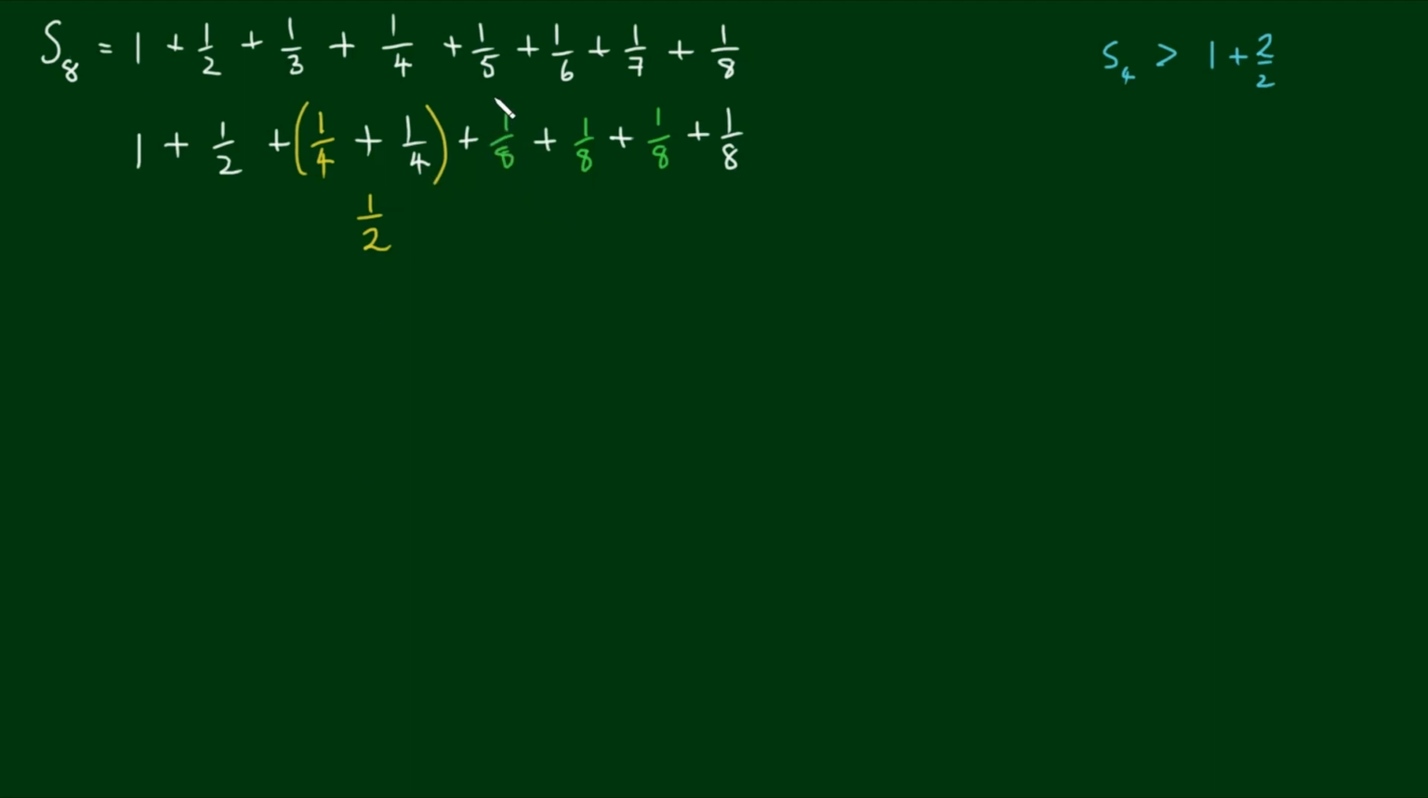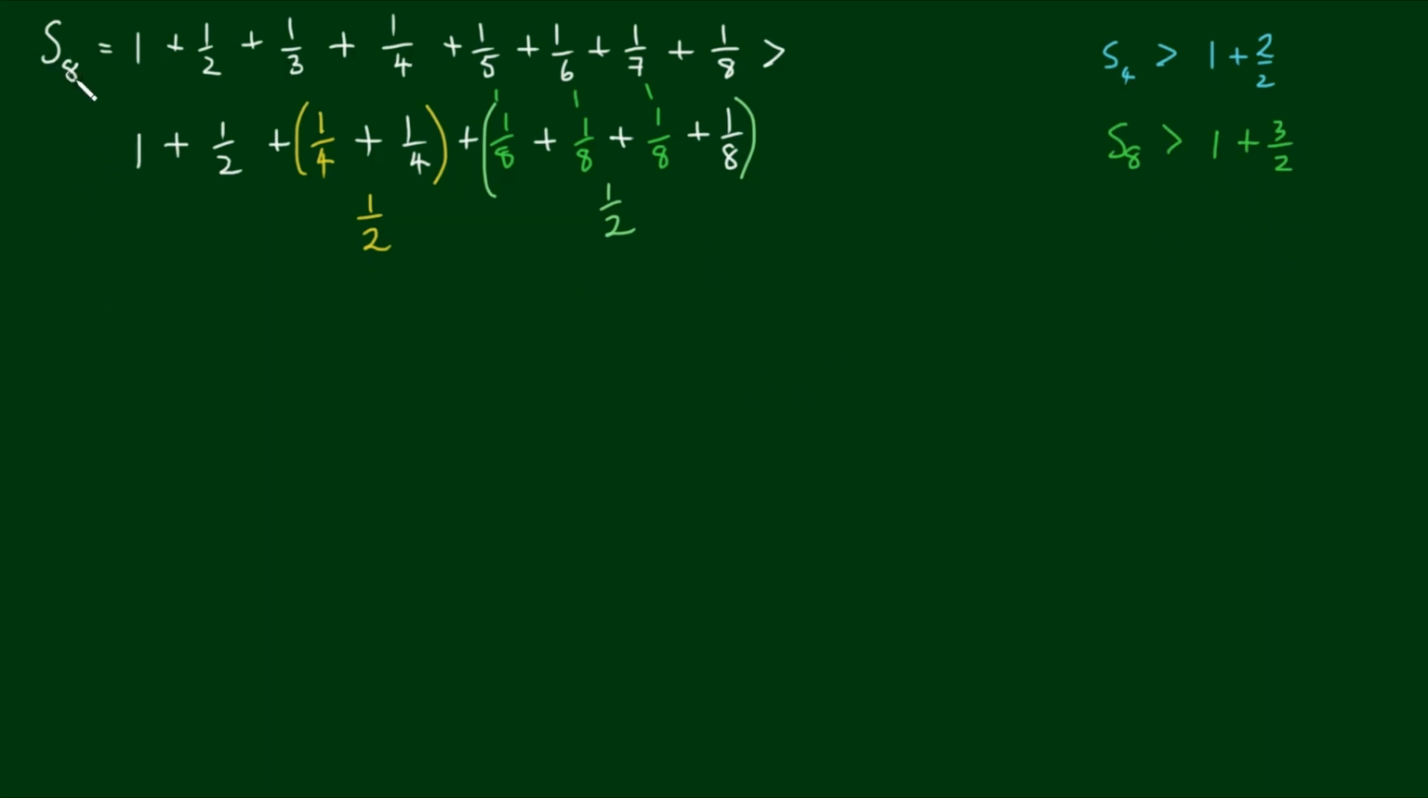And because each of these terms, the 1/5 or the 1/6 and the 1/7 in the eighth partial sum, is larger than the corresponding 1/8 in the line below, it follows that the eighth partial sum is greater than the sum below. And grouping these four 1/8s, we also get 1/2. So we have then S sub 8 is greater than 1 plus 3 halves. So 1 plus a half plus a half plus a half. So 1 plus 3 halves.